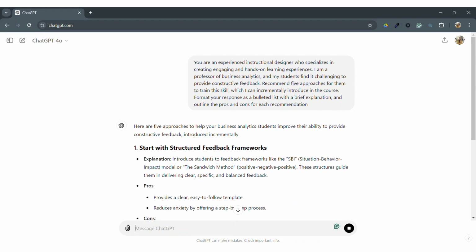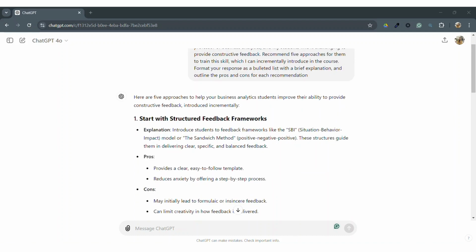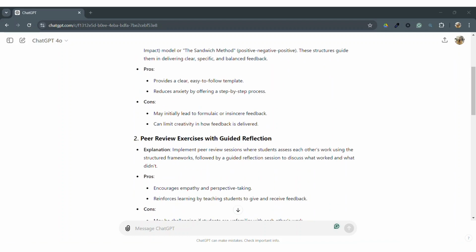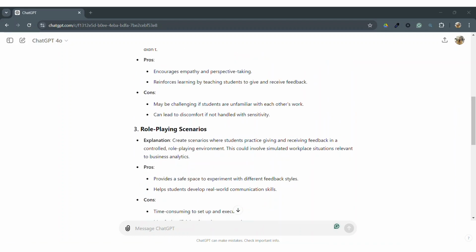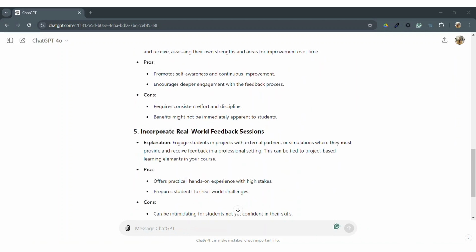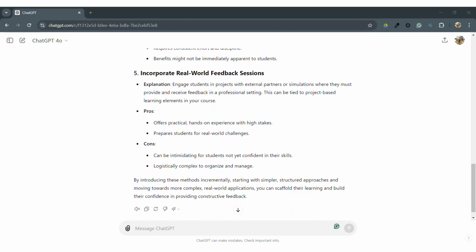I will give ChatGPT just a second to finalize the first response so that we can review and evaluate it together after this. Okay, now that ChatGPT has finished its response, let's take a look at this together. So as you can see, we're starting with introducing what structured and constructive feedback to students is. Then we have some guided peer review exercises, some role-playing scenarios, self-assessments, feedback journals, and real-world feedback sessions. Those are pretty good recommendations, and some of them I would also give to any of my subject matter experts during one of my consults. So that's a pretty good result.